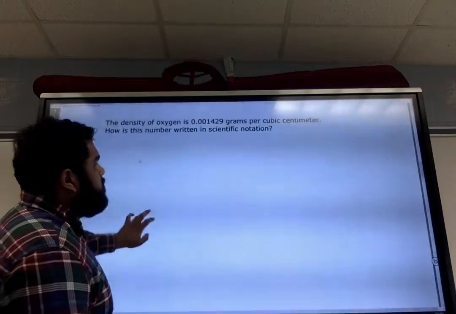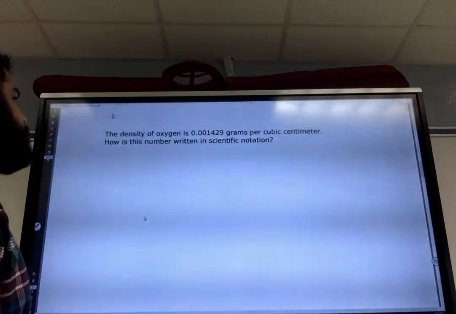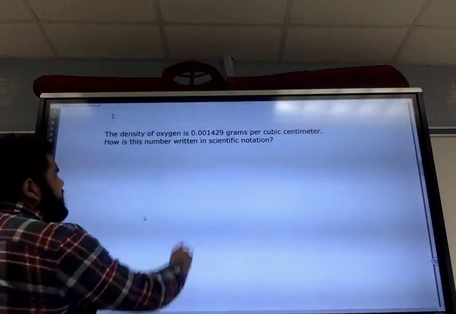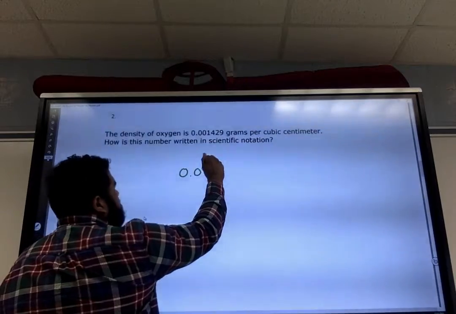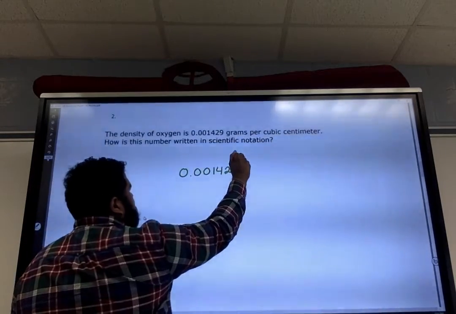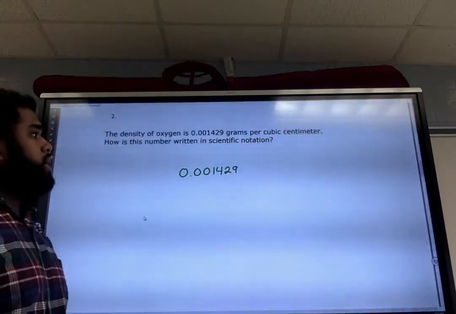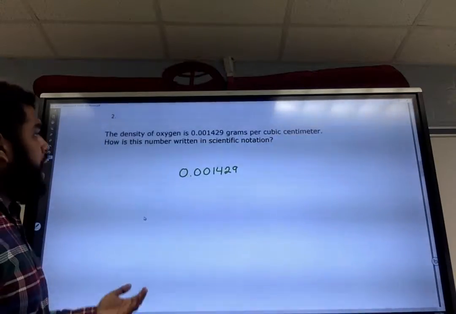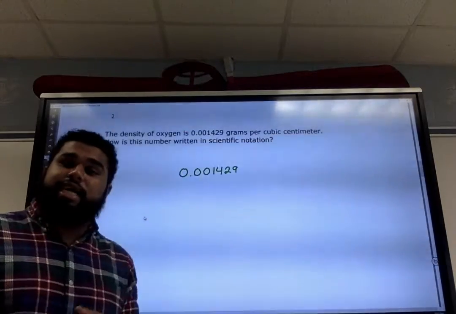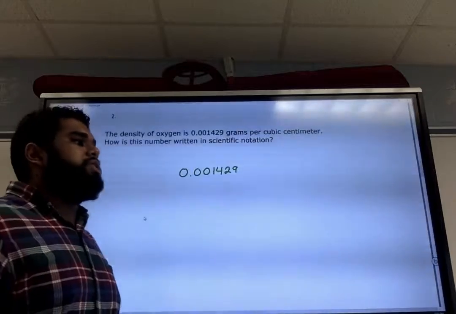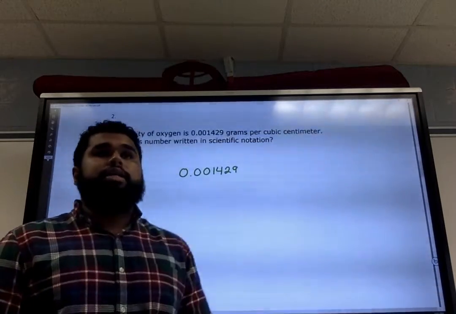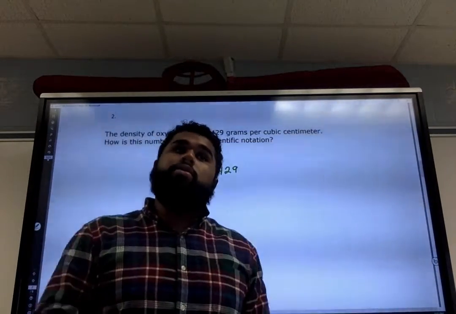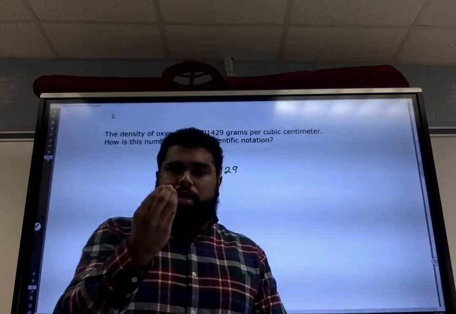Moving on to question number 2, a scientific notation question. The density of oxygen is 0.001429 grams per cubic centimeter. Now they want to know, how can you write this in scientific notation? Well, what scientific notation does, it either takes a really big number or a really small number and makes it smaller.